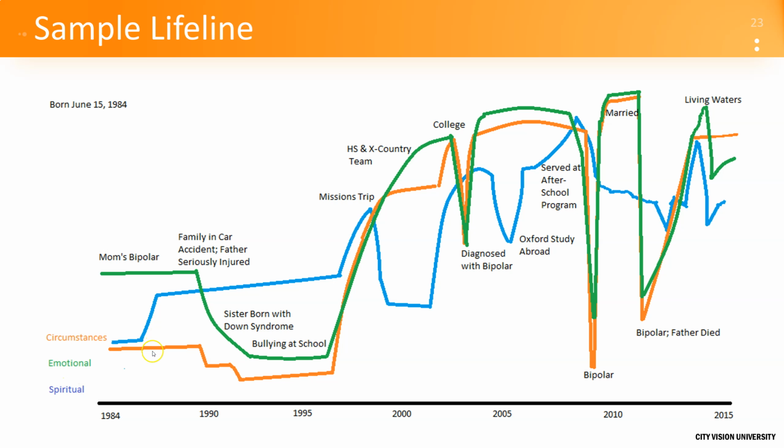What you're going to do is, whenever things are good, you put it up high, and whenever they're bad, you put them down low for each of your lines. And then you're going to write in some major events that happened that affected things. In this case, you can see the circumstances started off not great, and then all of a sudden went really good, and then started going up and down. So that's this sample lifeline.